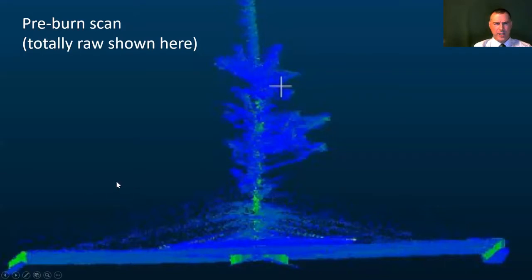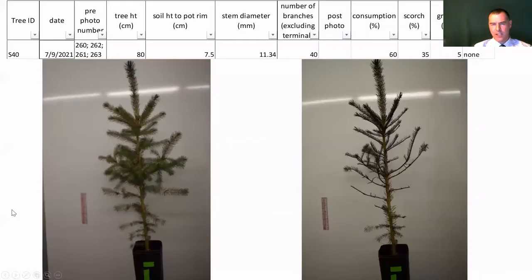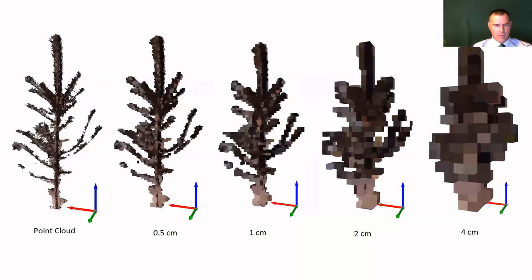We also used pre and post burn TLS scans to capture the structure of these fuels before and after the burn. This is just really raw data here. And we collected a lot of data, photos and other data measurements on the trees pre and post as well. One of the things that is really important with this is that this highly resolved data in TLS can be used to develop inputs to advanced fire models.